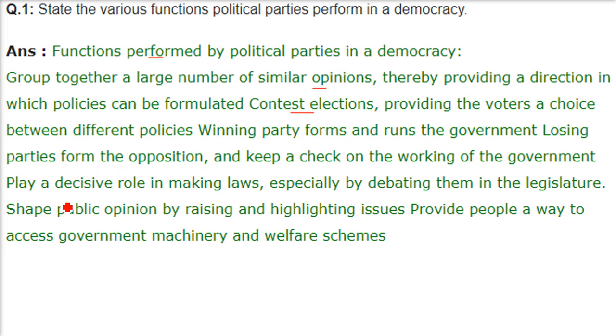Political parties play a decisive role in making laws, especially by debating them in the legislature, that means the Lok Sabha and the Legislative Assembly, that is the Vidhan Sabha. They shape public opinion by raising and highlighting issues. They also provide people a way to access government machinery and welfare schemes.